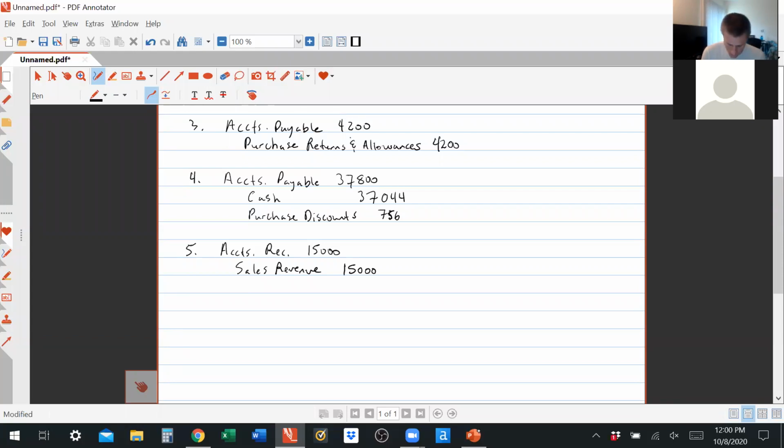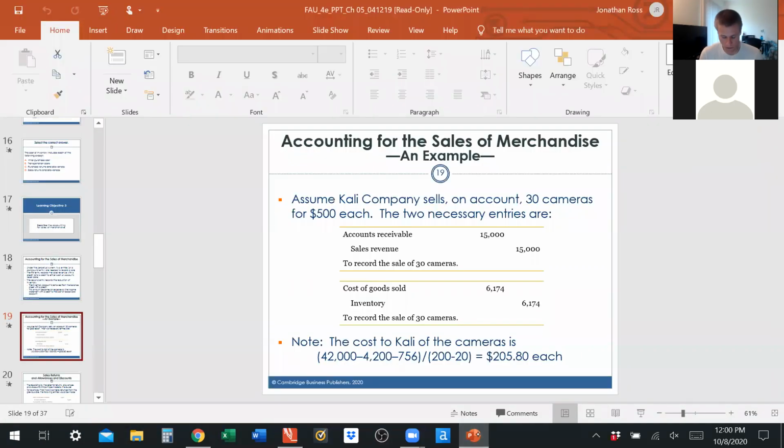The other entry that has to be made under the perpetual system is the entry to reduce inventory and increase cost of goods sold. 30 of our cameras that originally cost us $205.80 each, we've just sold. So it's time to reduce our inventory by 205.80 times 30, or $6,174. And that's our cost of goods sold expense. So we recognize that under the perpetual system when we sell the item.